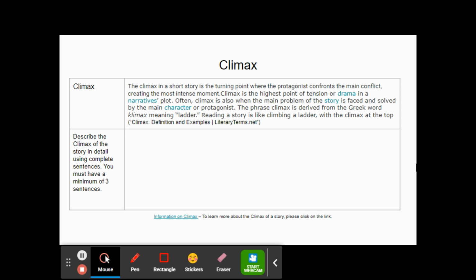The climax of the story, I've already defined this here for you. You don't have to look up the word climax. However, you do have to thoroughly explain what the climax of your story is.